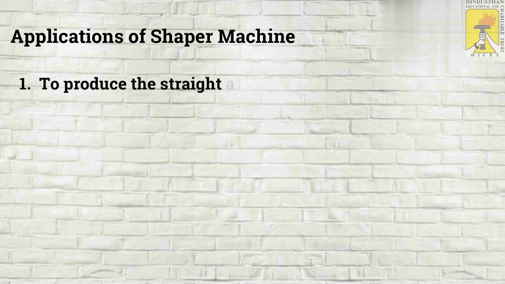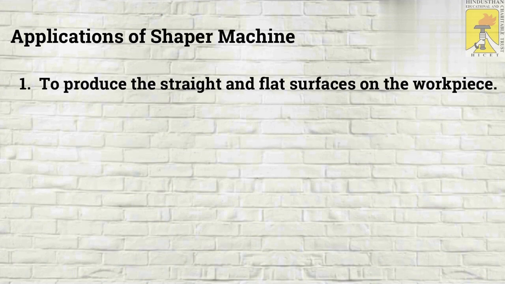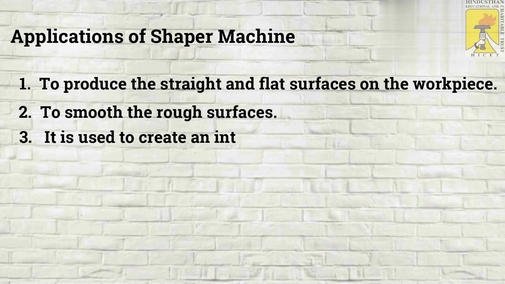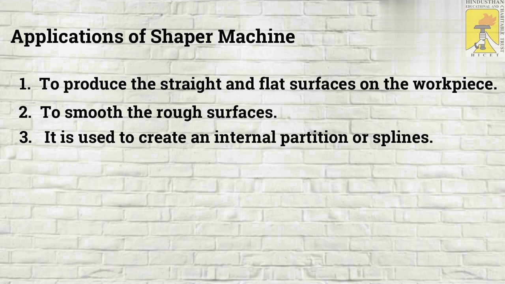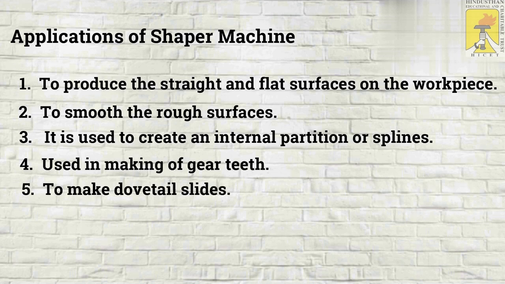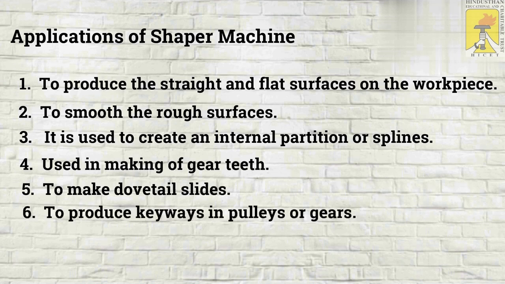What are the applications of the shaper machine? To produce straight and flat surfaces on the workpiece. To smooth rough surfaces. It is used to create internal splines and partitions. Used in making gear teeth. To make dovetails, slides, and joints. To produce keyways in pulleys or gears.